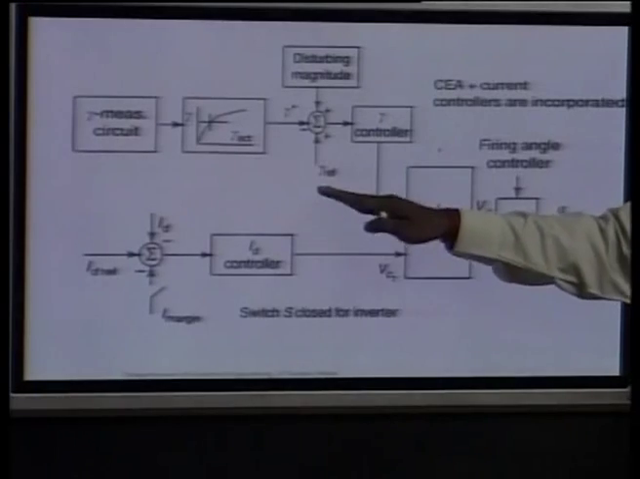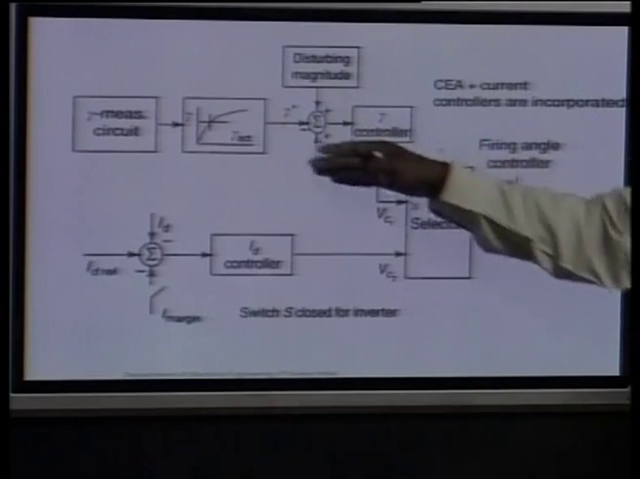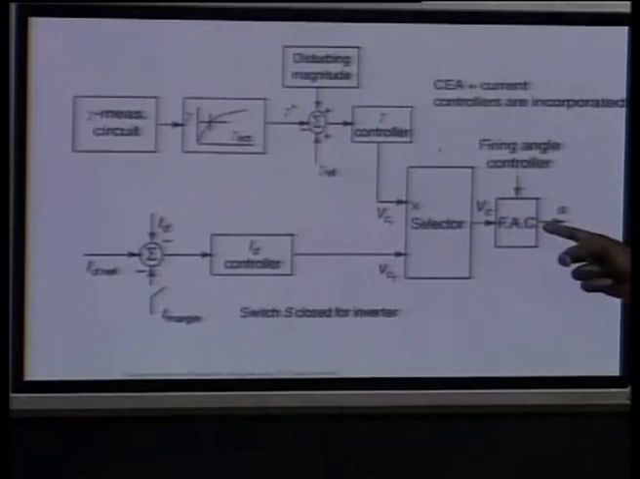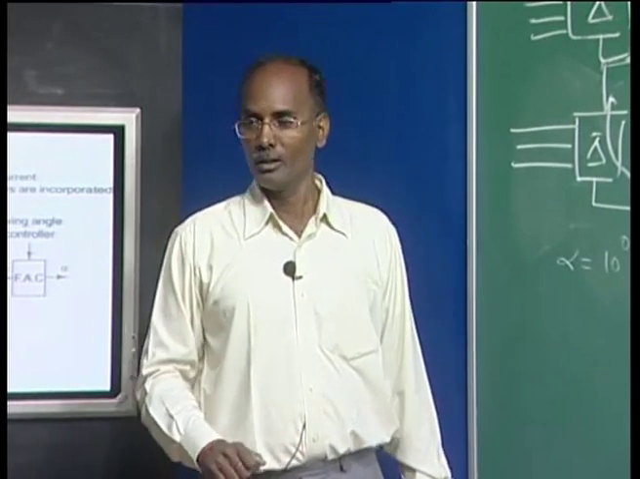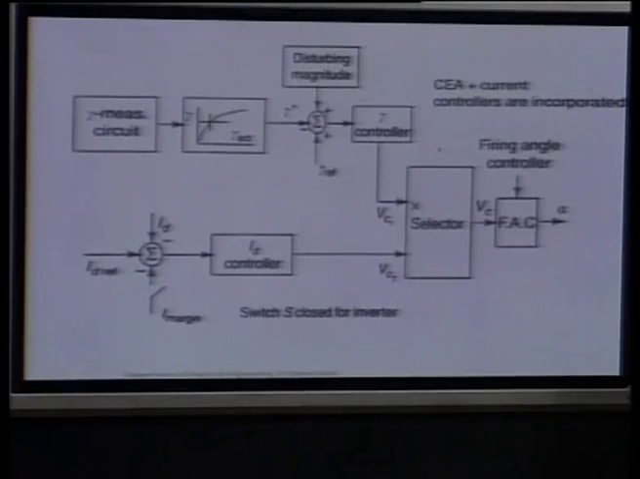If you are operating in the rectifier mode, then this will work, otherwise you have to go for the gamma control in that reversal. And your alpha, the firing angle control, is decided, and then you give the pulses to the valves. So in the next lecture we will see how these are going to be visualized.